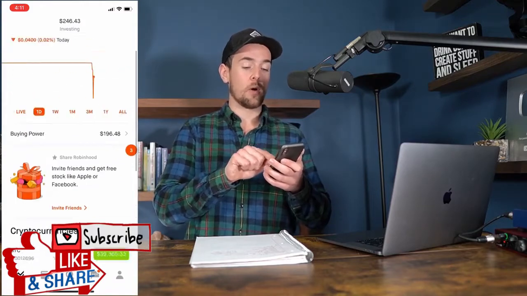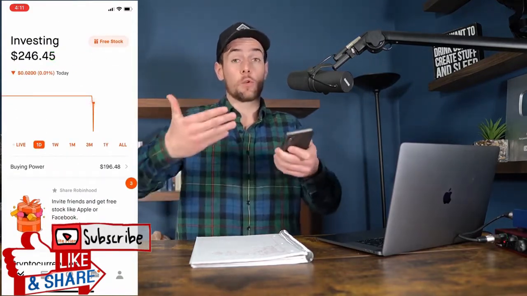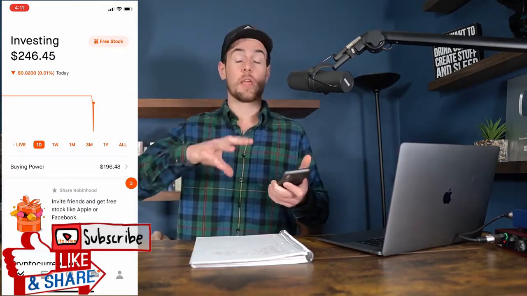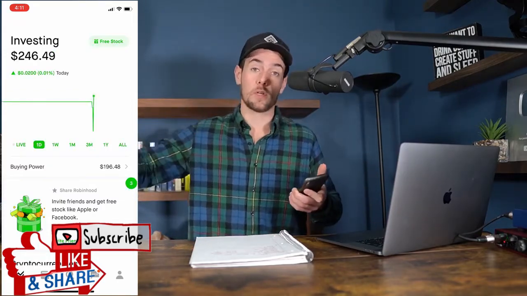So now if I click done, you will see that I have a lesser amount of Bitcoin in my portfolio and a larger cash balance. So that is how you would actually sell cryptocurrency on Robinhood. It's the same process for any cryptos that are supported.